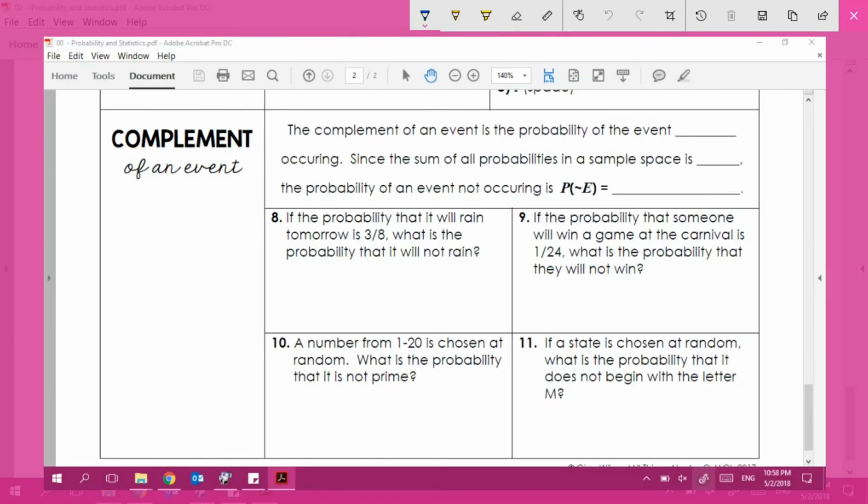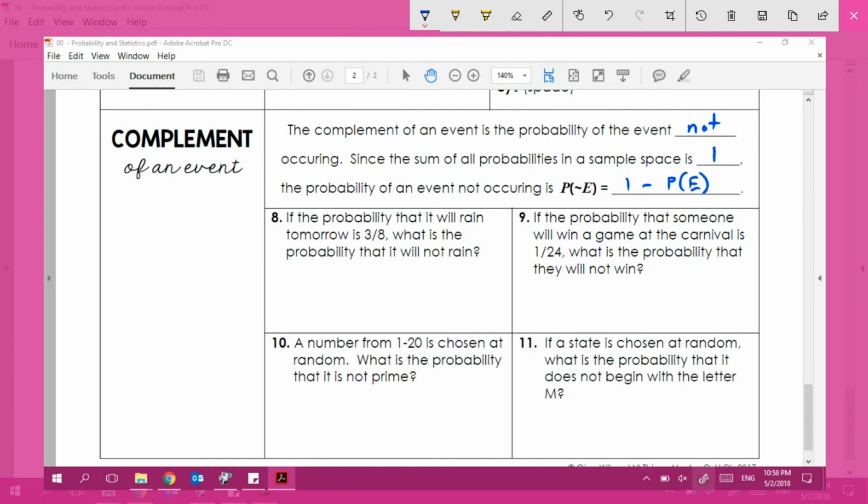Finally, we have complements of an event. Now, this isn't compliment like, oh my goodness, Coach Goo, you're so cool. Your hair is just the best I've ever seen, and yeah, you're the best ever. That's not what I mean by compliment. This kind of complement means the probability of an event not occurring. Okay, so since the sum of all probabilities in a sample space is 1, then the probability of an event not occurring, which we notate like this, P of the complement of E, equals 1 minus the probability of the event.